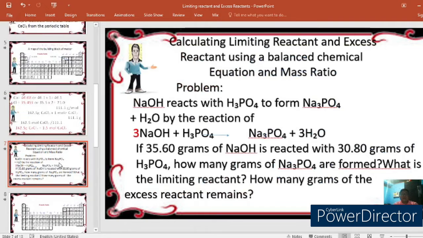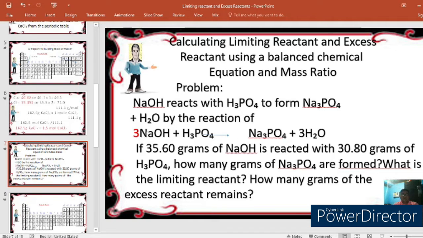Calculating limiting reactant and excess reactant using a balanced chemical equation and mass ratio. Okay, sodium hydroxide reacts with phosphoric acid to form sodium phosphate plus water, by the reaction of 3 sodium hydroxide plus phosphoric acid. These are our reactants, and our products are the sodium phosphate plus water. So we will check if this equation is balanced.